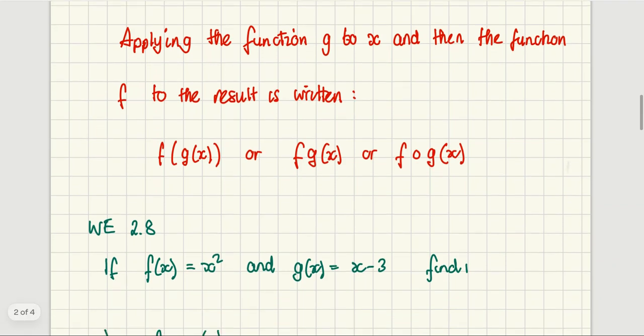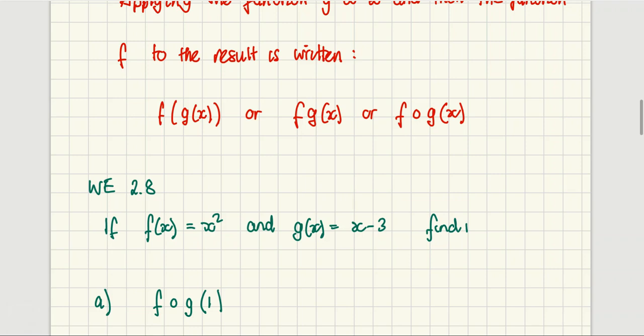But just notation here that you have to be aware of. It's funny because in the books it says this and then uses another one. We've got fg of x, lots of brackets. We've got fg of x with just the brackets around the x. We've got f of g of x with a little o in the middle. They all mean the same thing.